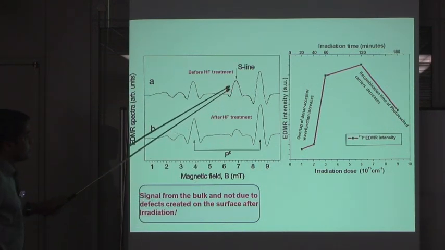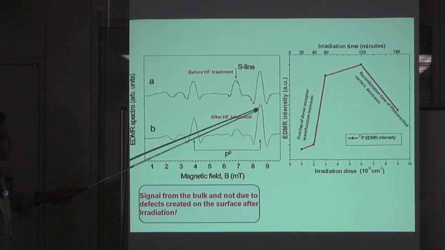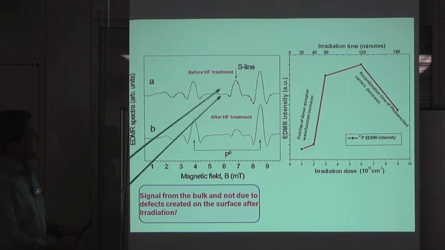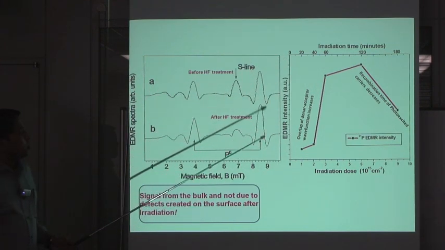What we see is that though the surface line has decreased, the phosphorus remains more or less the same. So this makes us comment that what we are getting is not from the surface, but is coming from the bulk. The radiation defects which are created in the bulk are responsible for the enhancement in the signals, and not the surface defects. But this enhancement does not go on continuously with irradiation time or dose.